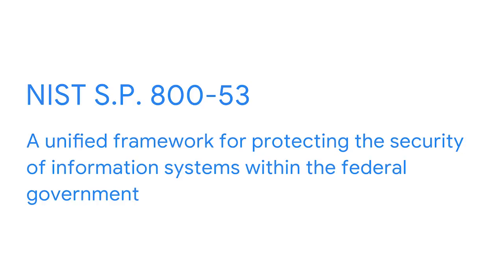The NIST CSF also expands into the protection of the United States federal government with NIST Special Publication, or SP 800-53. It provides a unified framework for protecting the security of information systems within the federal government, including the systems provided by private companies for federal government use. The security controls provided by this framework are used to maintain the CIA triad for those systems used by the government. Isn't it amazing how all of these frameworks and controls work together?